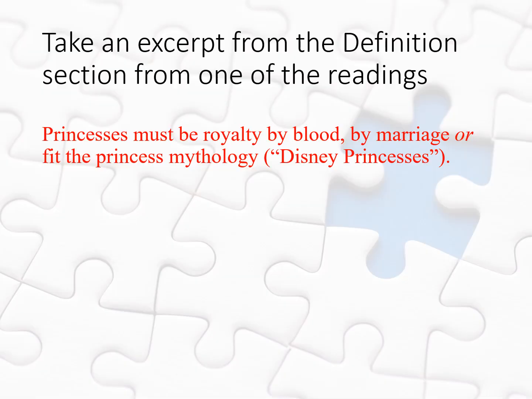So let's grab an excerpt from the definition sections of one of the readings. I don't even care. Actually, you can grab it from any of the sections. Pick any paraphrase, summary, or quote from your grid that you like, that you want to talk about. So I take the Wikipedia piece. And in Wikipedia, princesses must be royalty by blood, by marriage, or fit the princess mythology.